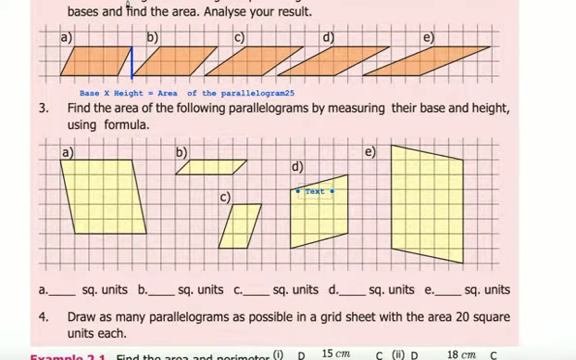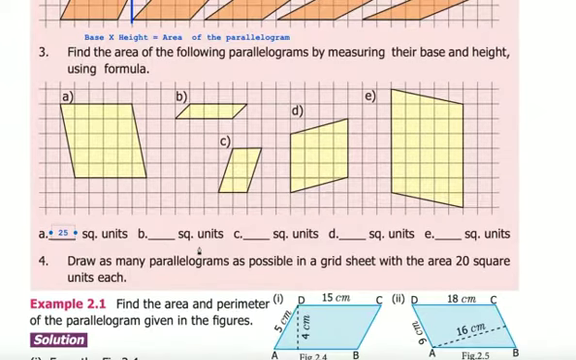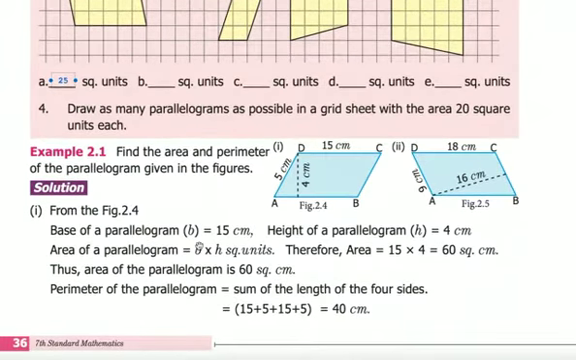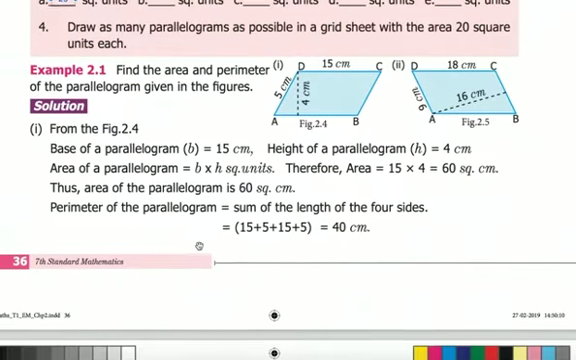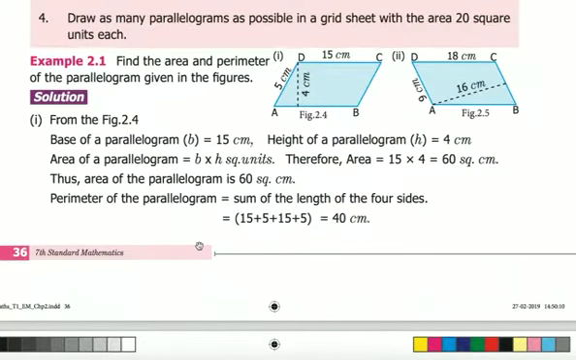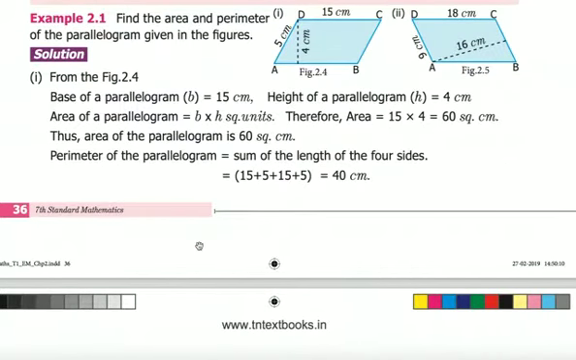Here, 25. 25 what? Square units. Okay, you got it? You got the concept? Right, you have to do it for B, C, D and E. Try as many parallelograms as possible in a grid sheet with area of 20 square units each. Okay, that you have to do anyway.